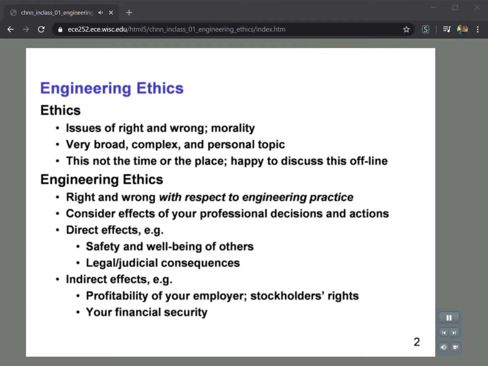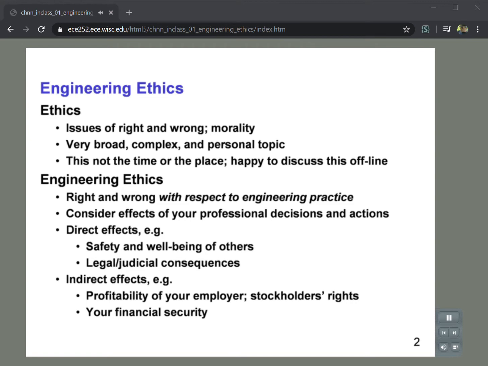And the purpose of this unit is to help you become a little bit more aware of this issue and provide you with some tools and some thought processes that you can apply in order to make better professional decisions and actions in situations where ethical considerations come into play. These can have direct effects on many things.